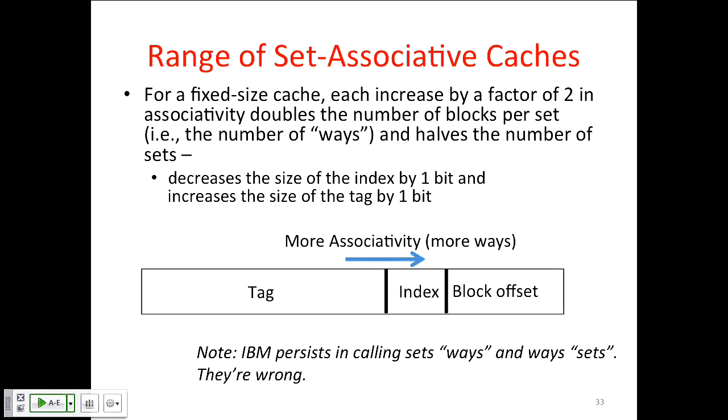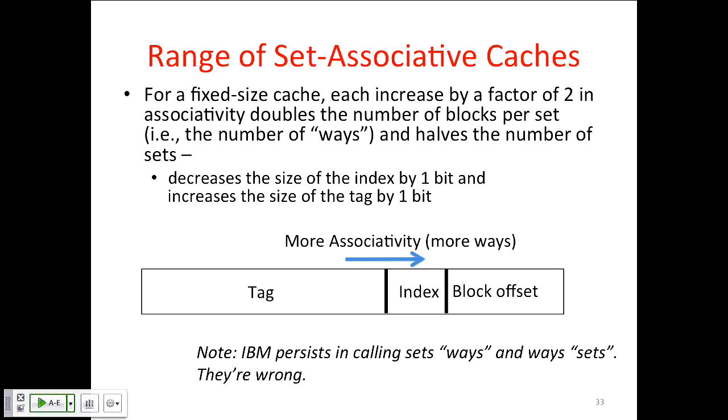One thing you might encounter: IBM likes to call things by names only IBM uses. In particular, in cache terminology, IBM calls sets ways and ways sets. And they're just wrong. So if you see anybody from IBM telling you you're wrong, tell them, no, you're wrong.